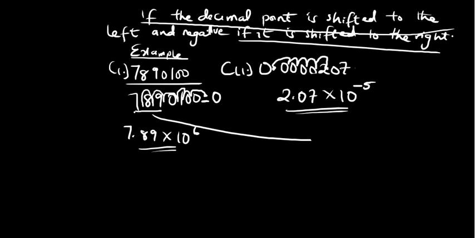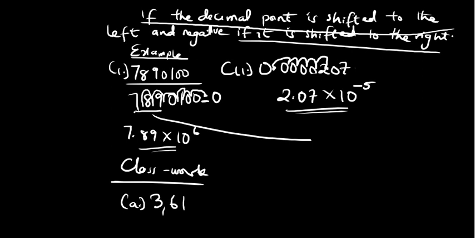So this is how we do standard notation. Let me give you some classwork, or let's call it assignments. The first question: a comma is different from a decimal point, so please don't make a mistake. If I write 361,700, they are the same thing. We just use the comma to identify the digits.